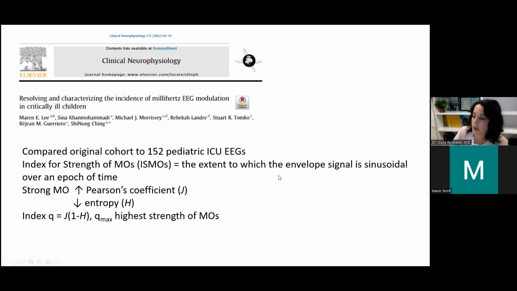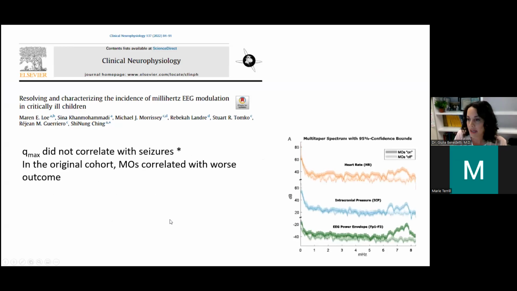They created a way to calculate the strength of macroperiodic oscillations. And they ended up using the envelope trend for this, and compared the envelope trend to a regular sinusoid. And to quantify the strength of the macroperiodic oscillations, they used Pearson's coefficient to correlate it with the sinusoid. And so a strong MO would have a strong correlation, and it would have low entropy. So they created this index for strength of macroperiodic oscillations.